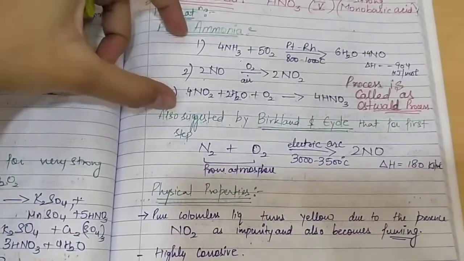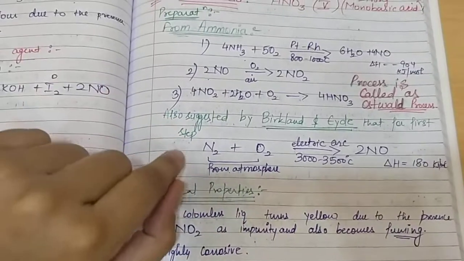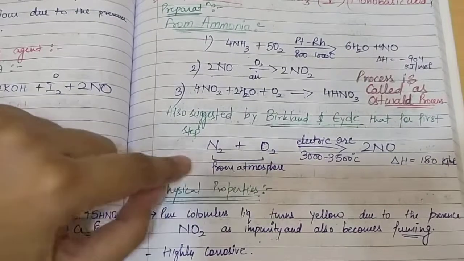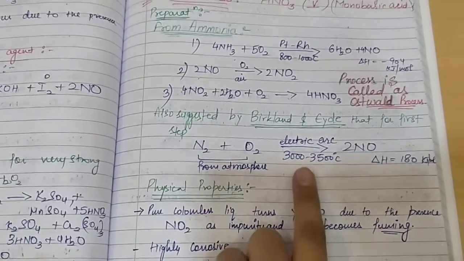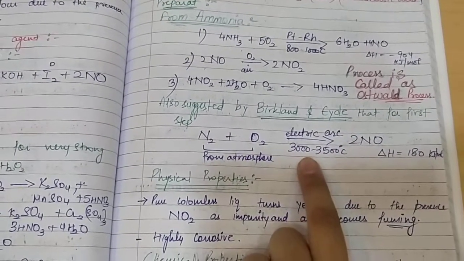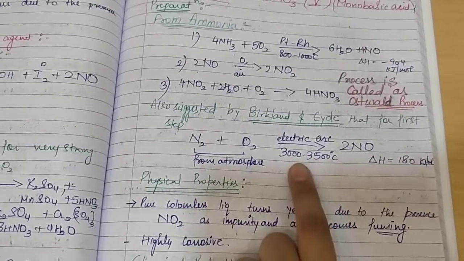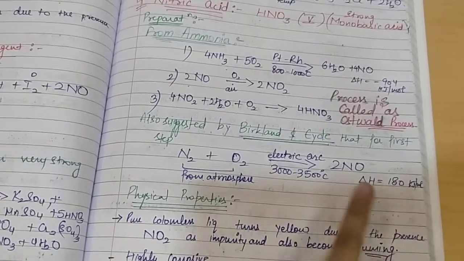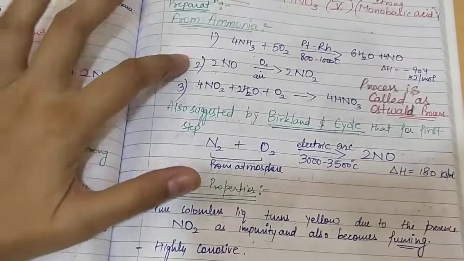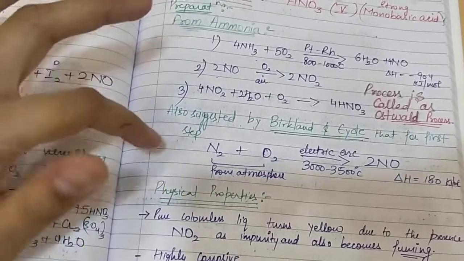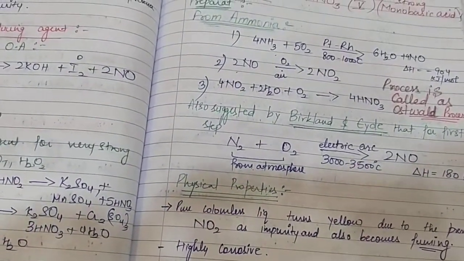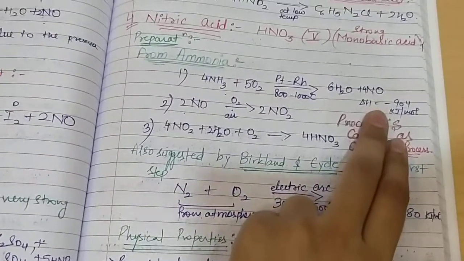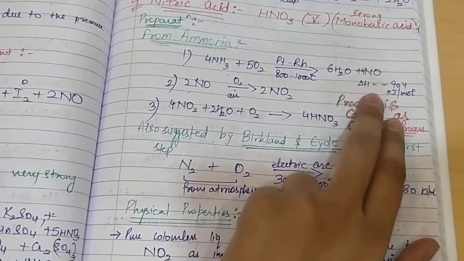This is the complete Ostwald process, but as one improvement, instead of this first step, nitrogen and oxygen of the atmosphere can also be used, but in that case a high temperature of 3000 to 3500 degrees Celsius is to be used in the presence of an electric arc. Then we can get NO, which is the starting material for the second step, and further we get nitric acid out of this reaction. Also here the first step is highly exothermic, with heat of formation delta H of minus 904 kilojoule per mole.